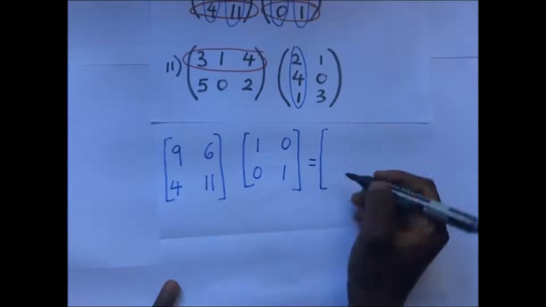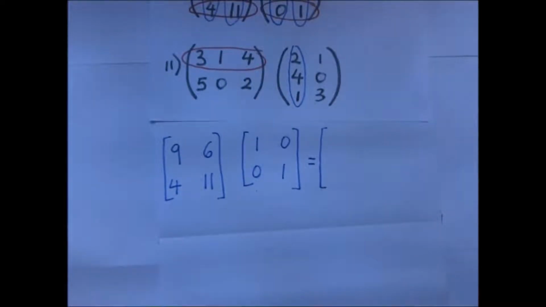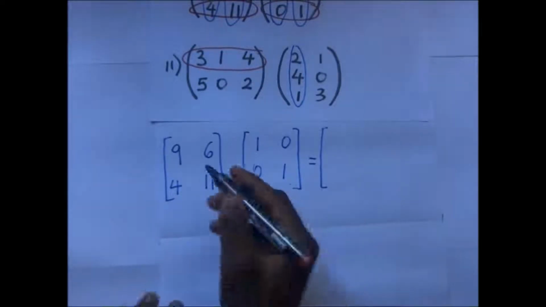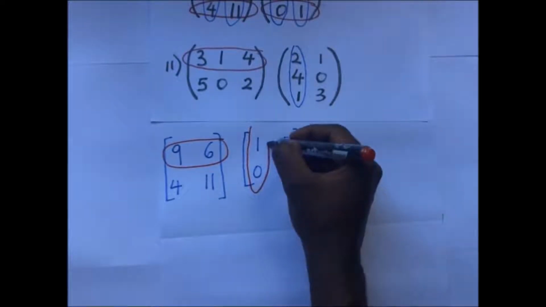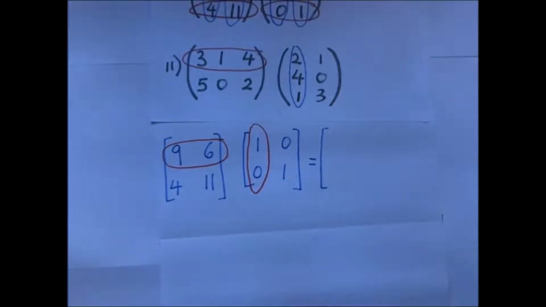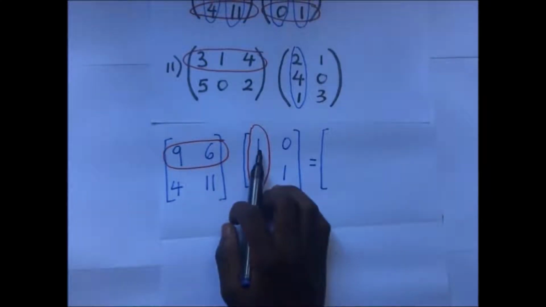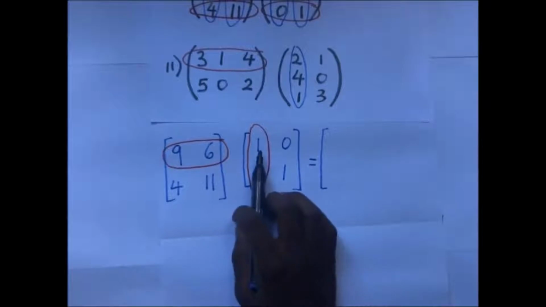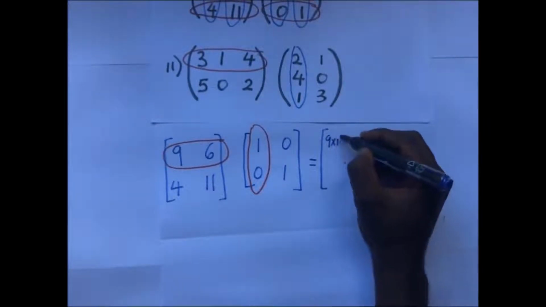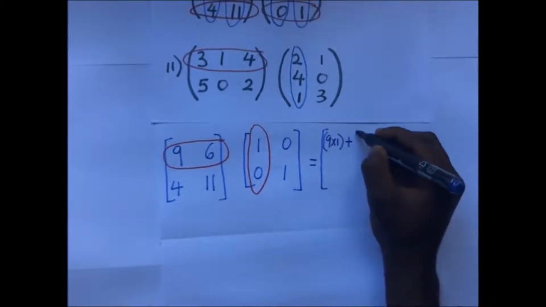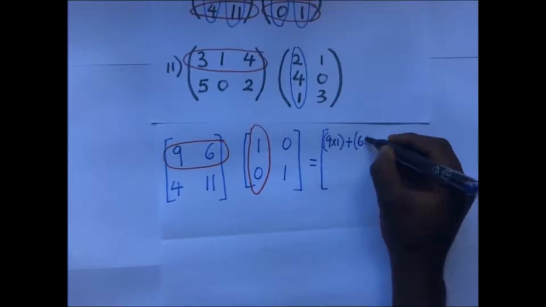It's going to be like this. So we are going to multiply the row by the column. So we are going to get this row first and multiply it by that column. At first we shall say it is 9 times 1, the first element in the row multiplied by the first element in the column of the next matrix. So it's going to be 9 times 1 plus 6 times 0.